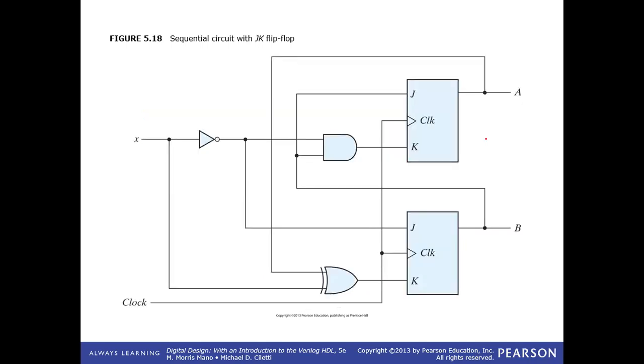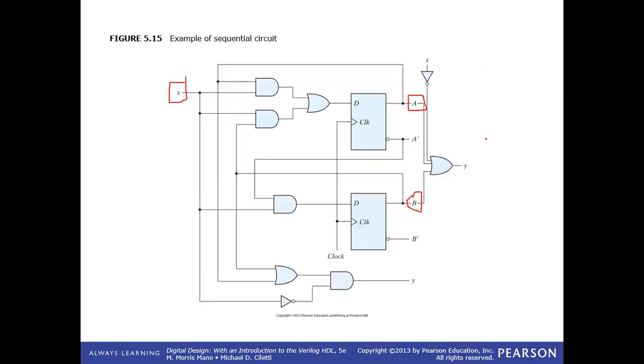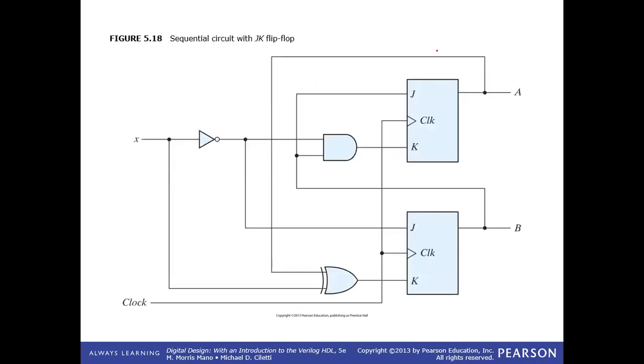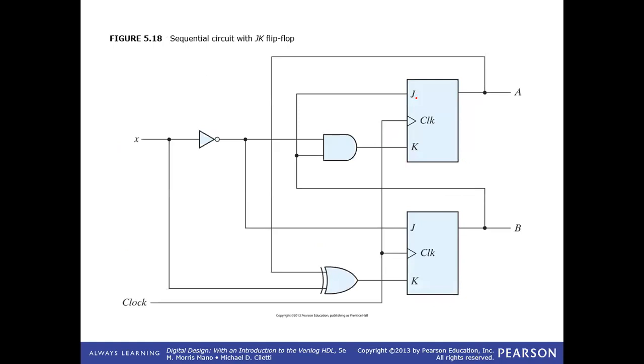Let's have a look at this sequential circuit, which is made of JK flip-flop. This sequential circuit, contrary to these two that we had discussed in the previous classes, is not made of D flip-flop. This is made of JK flip-flop. Here's the truth table in front of you. Here the flip-flop inputs are also noticed, the JA, KA and JB, KB. This is the JA, this is the KA, this is the JB, and this is the KB.